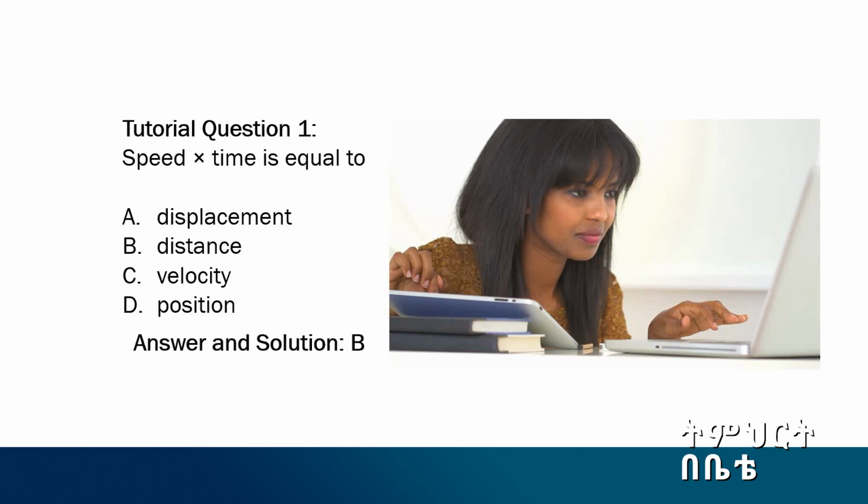The correct answer is B. And in order to understand why that is the correct answer, you should know that speed is given by the expression distance divided by time. So if we rearrange this expression, what we get is that speed multiplied by time is equal to the distance, and hence the answer is B, distance.